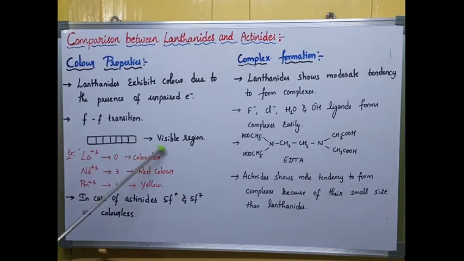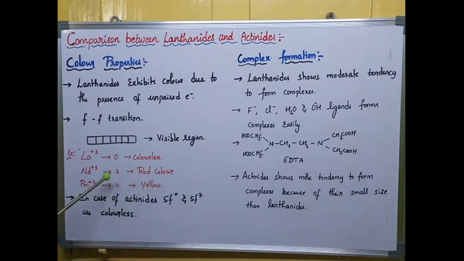Here in the visible region, we already know VIBGYOR. Different colors are present in the VIBGYOR region. Based on those particular colors, we get the color of the particular salts. Here lanthanum plus 3 ion has 0 unpaired electrons, so it is colorless in nature. Neodymium plus 3 has 3 unpaired electrons, and it exhibits red color. And promethium has 4 unpaired electrons, and it exhibits yellow color.